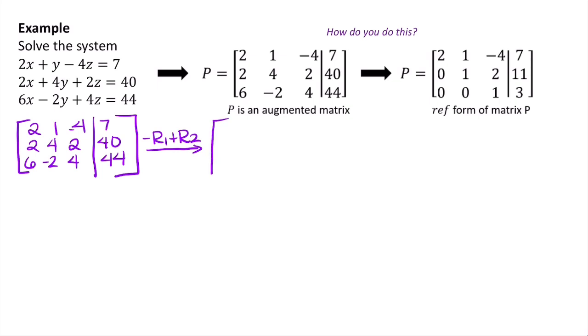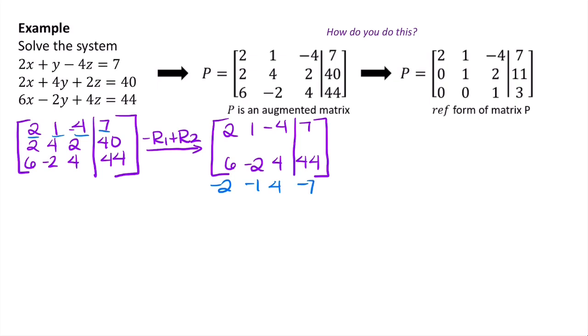So remember that this means that my R2 is going to change. So I'm going to first start off by writing in the rows that don't change. So my row 1 and row 3, I copy down first because those are going to stay the same. Okay, so now I'm going to do negative R1 and add it to R2. So to keep myself on track, I'm going to write out what negative R1 is. So that's going to be negative 2, negative 1, 4, and negative 7.